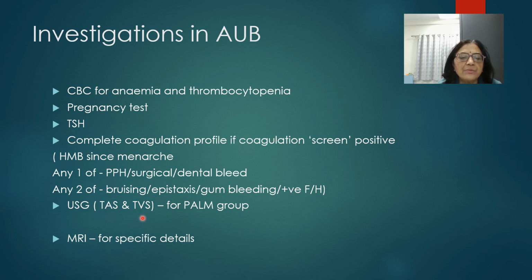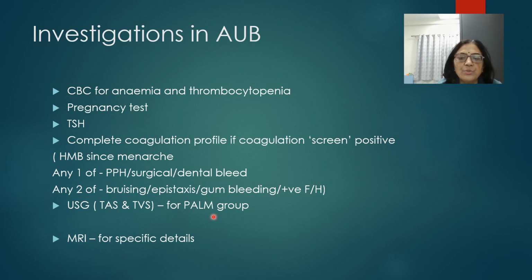Ultrasonography, abdominal as well as transvaginal sonography, will help us mainly to diagnose polyp, adenomyosis, leiomyoma. And if thickened endometrium is there, it will be suggestive of either endometrial hyperplasia or endometrial malignancy. In the reproductive age group, an endometrial thickness of more than 12 millimeters is considered abnormal. Though endometrial thickness helps less in diagnosing whether the patient has endometrial hyperplasia or malignancy in the reproductive age group, it is of less value as compared to its value in the postmenopausal age group.